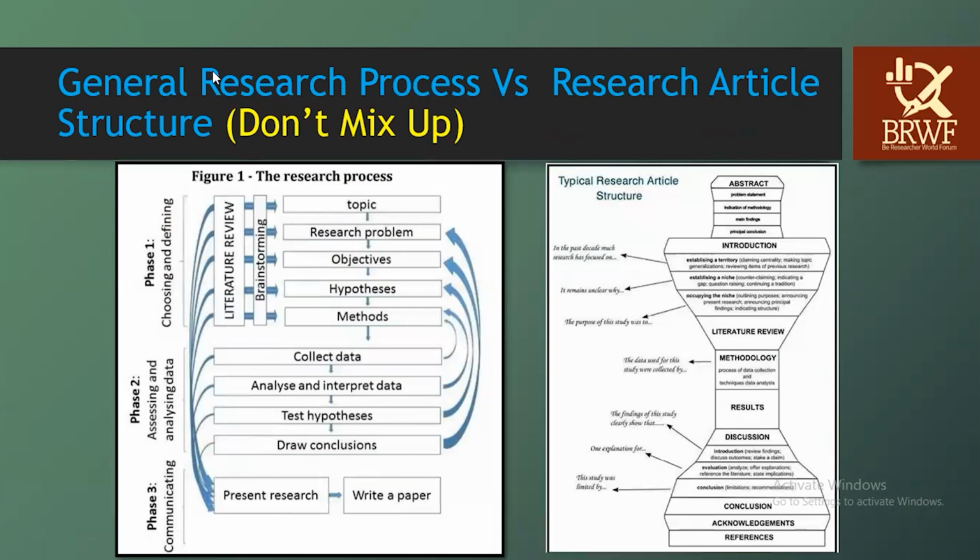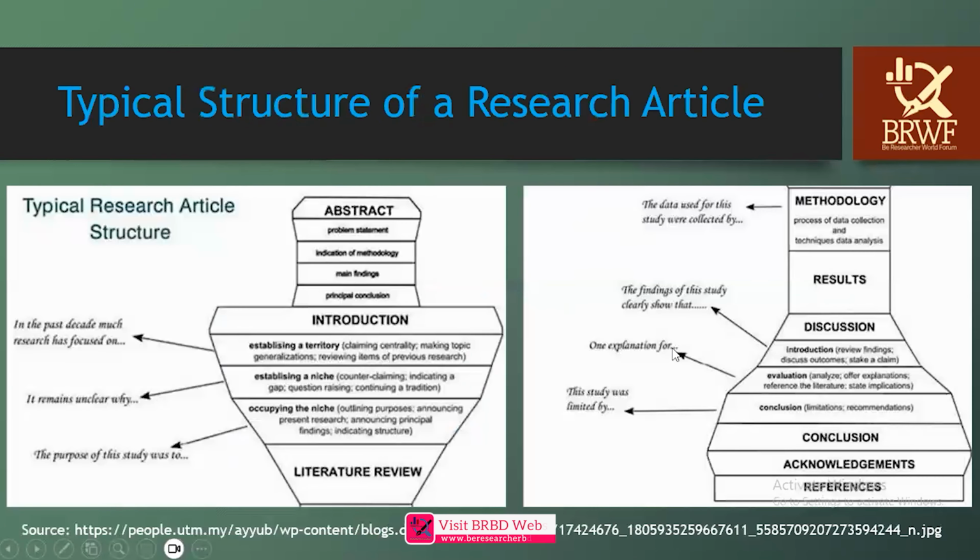Why? You see, these are the steps to become a researcher. That means to perform research from zero up to writing the paper. Here is a term, write a paper. Okay, it's okay. But this is the structure of a research article. So don't mix up. Why? Let me explain what is the typical structure of a research article.